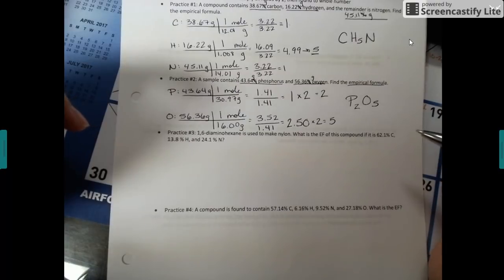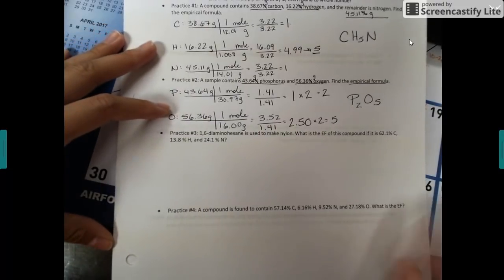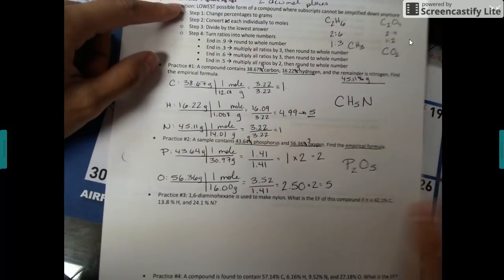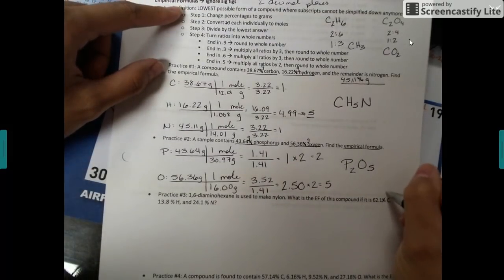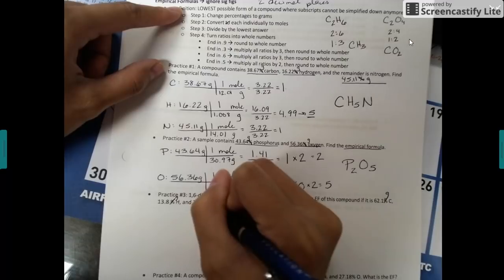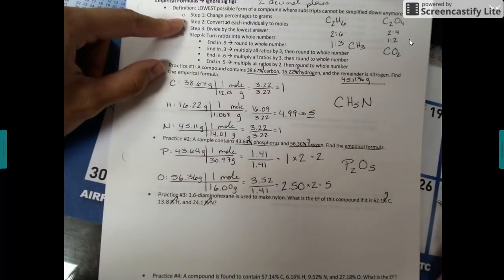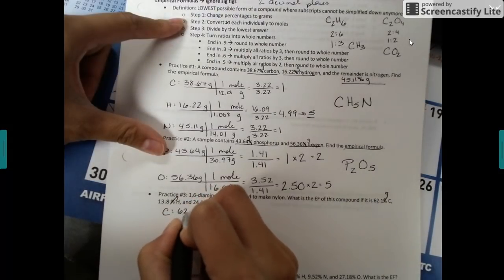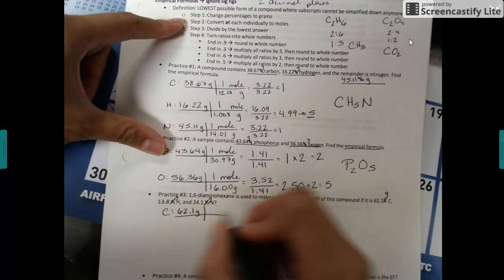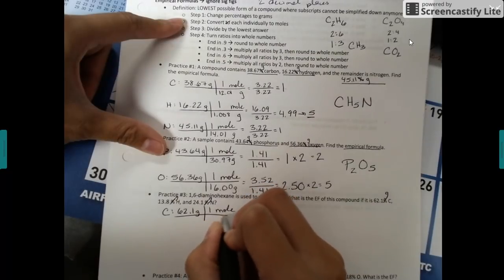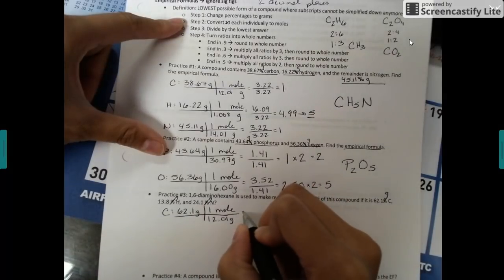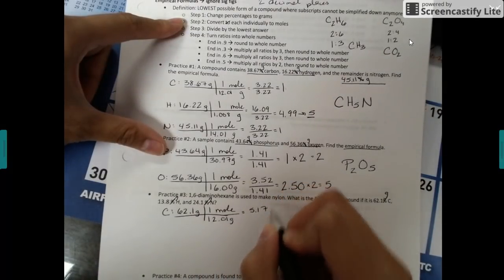For the next one, 1,6-diaminohexane is used to make nylon. What is the empirical formula of this compound if you have these percentages? So when I'm doing this, I again go through the steps. Step 1 is to change percentages to grams. Percentages, grams. And then I convert each individually to moles. So carbon, 62.1 divided by 12.01 grams, because that's the mass of carbon. My answer here is 5.17.